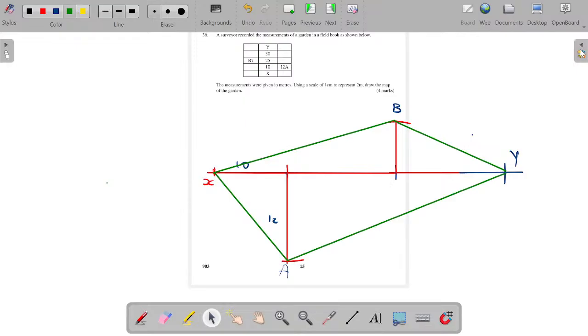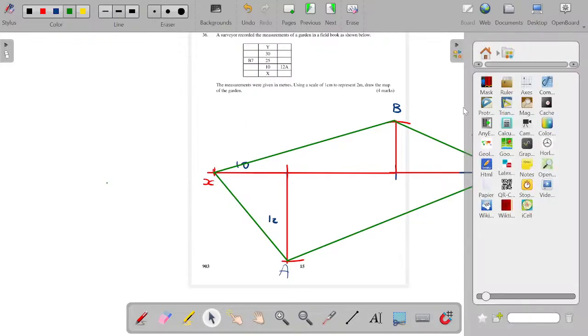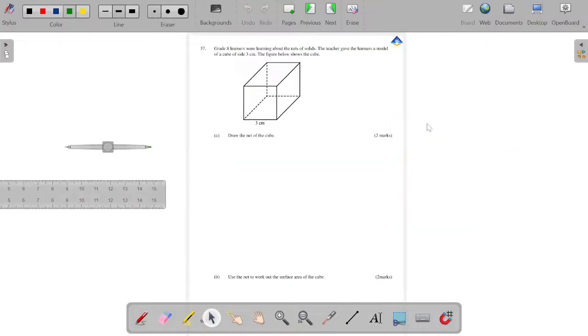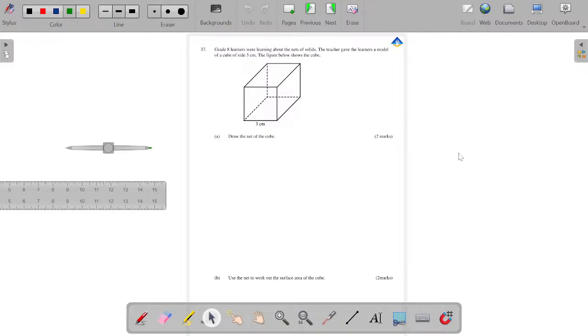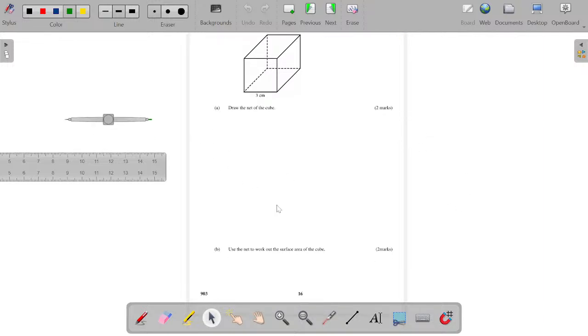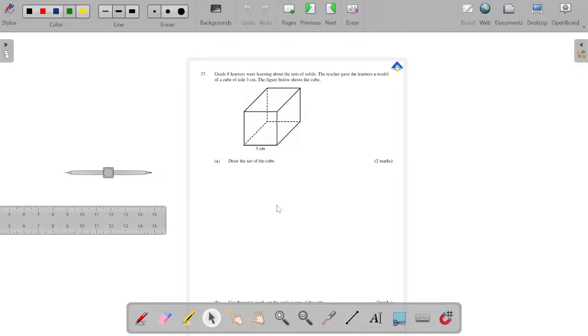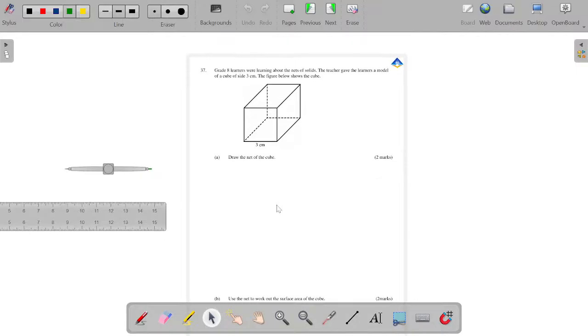If we are done with that, let's use this now. Because we are done with that, let's look at the next part. You also need to draw the net for this. For question 37, let's draw the net.